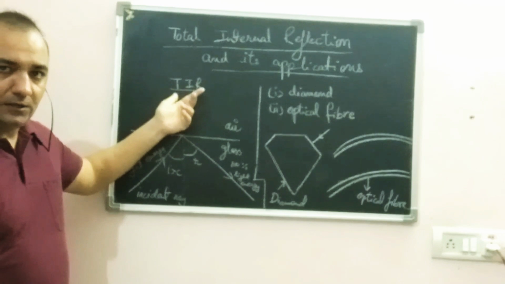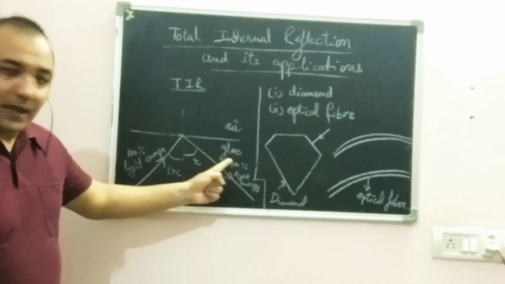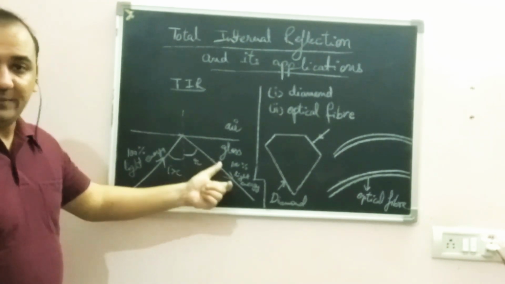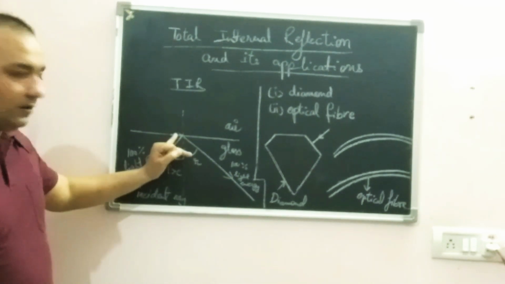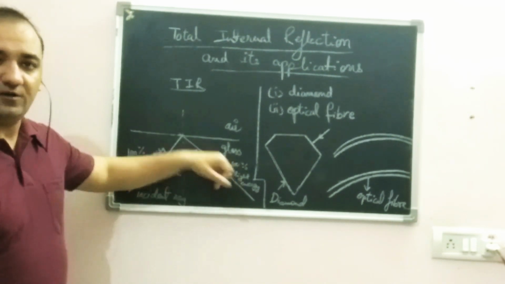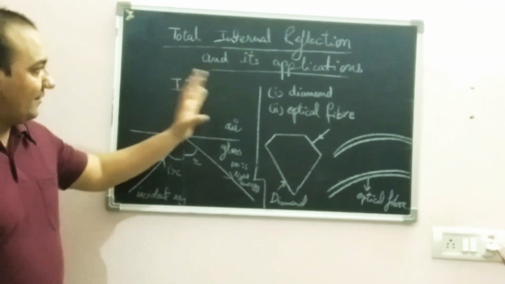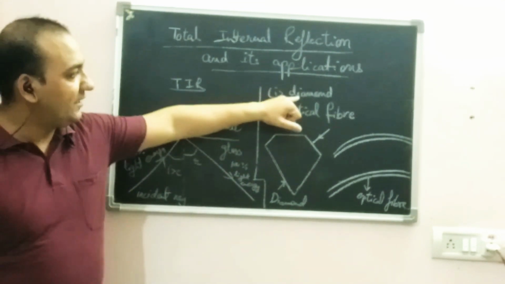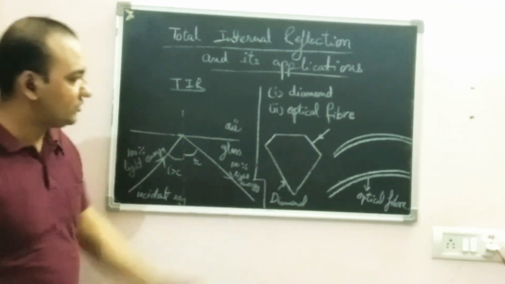This is the phenomenon in which a ray of light which is incident in a denser medium at an angle of incidence greater than the critical angle will bounce back completely with a 0% energy loss. Means 100% light energy coming will bounce off 100%. No refraction will happen, only reflection will happen. And this has 2 major applications in the real world. One is in diamonds, second is in optical fiber. Let's first understand one by one the applications.